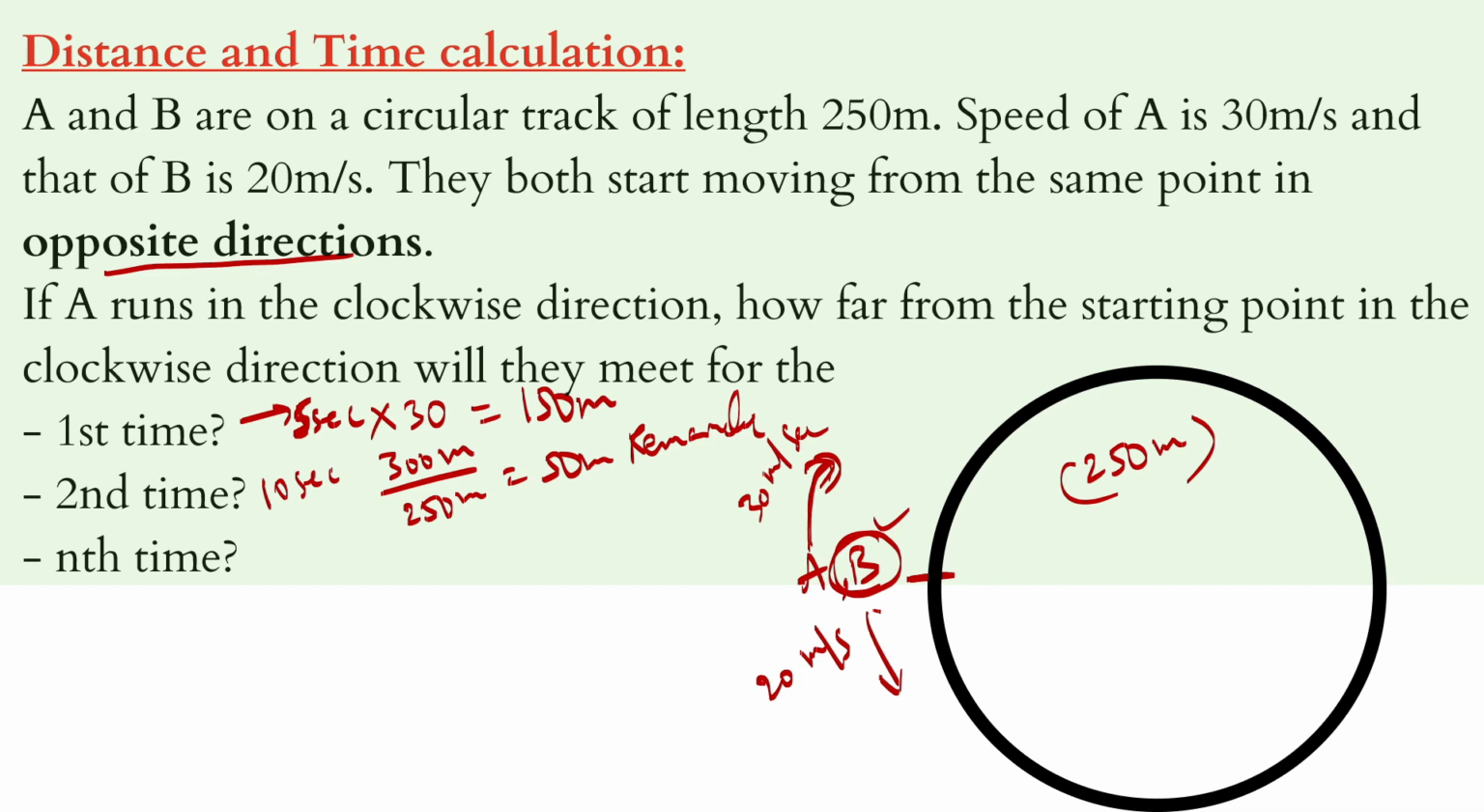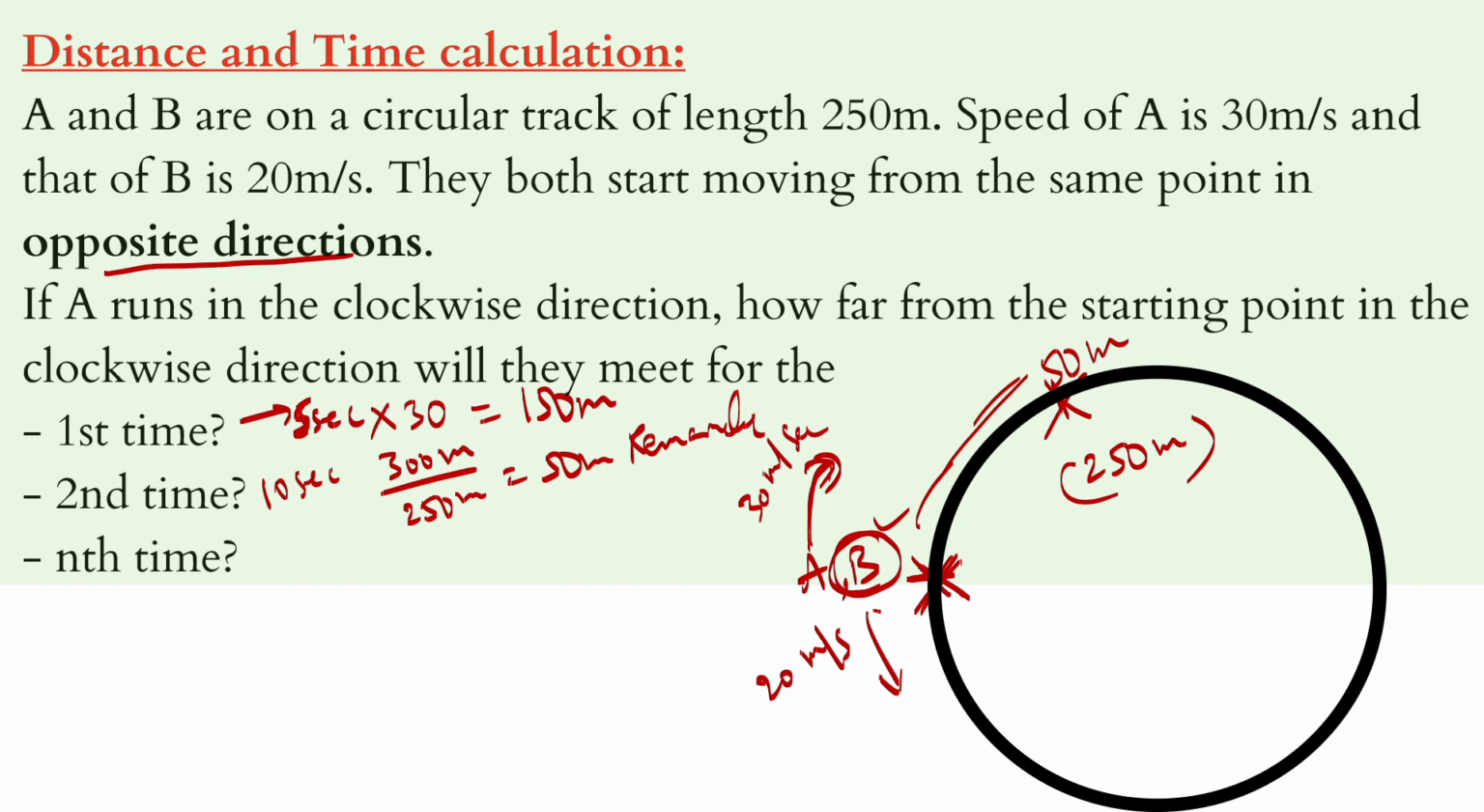Now, how far from the starting point in the direction will they meet for the second time? It is 50 meters. So this is the starting point, right? Let's say this here is 50 meters. The distance between the starting point and the second meeting is 50 meters.